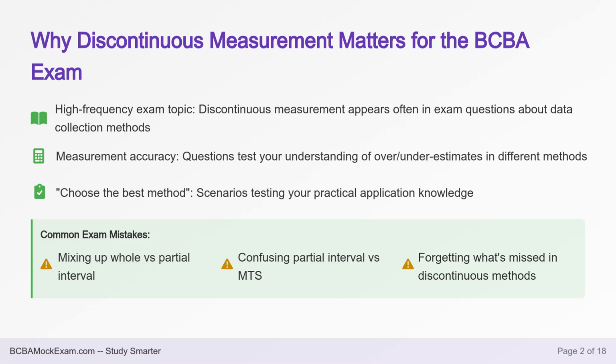Discontinuous measurement shows up a lot on the BCBA exam because it tests more than just whether you memorize definitions. The exam is checking if you understand how these methods affect measurement accuracy, when they overestimate, underestimate, or roughly match the true level of behavior, and whether you can pick the best method in a real-world scenario. Many people mix up whole versus partial interval or confuse partial interval with MTS, or they forget what gets missed when you only sample behavior instead of recording every instance. Once you really get what discontinuous measurement does to your data, these questions become easy points instead of trick questions.